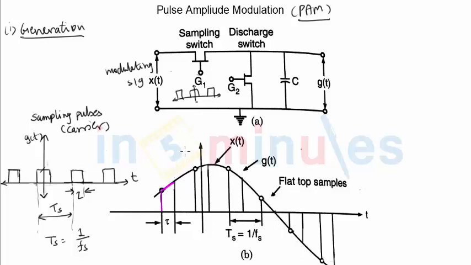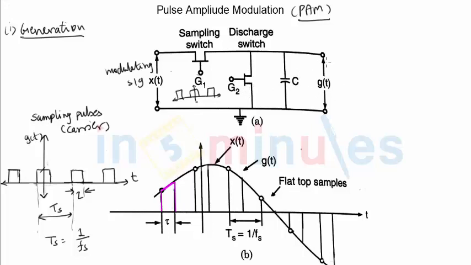also change. And as the pulse is gone, when the sampling pulse is over, the sampling switch will suddenly be off. Now once it is off, the capacitor voltage cannot follow the modulating signal anymore. The moment the sampling pulse is off, we have to enable G2. We have to turn on the discharge switch, because the moment the discharge switch is on, the voltage across the capacitor will come down to zero quickly.